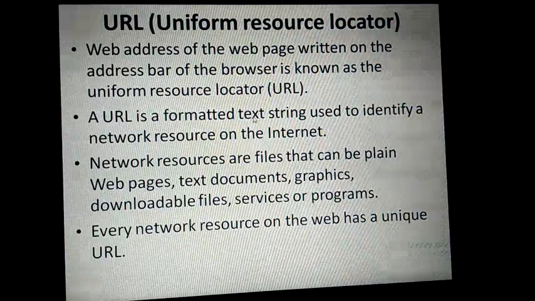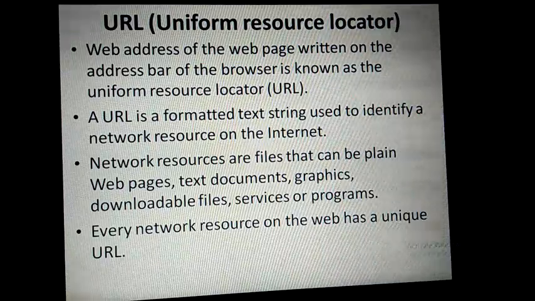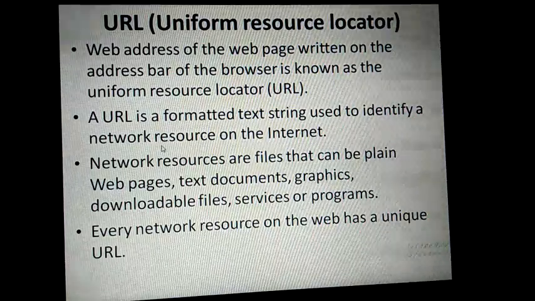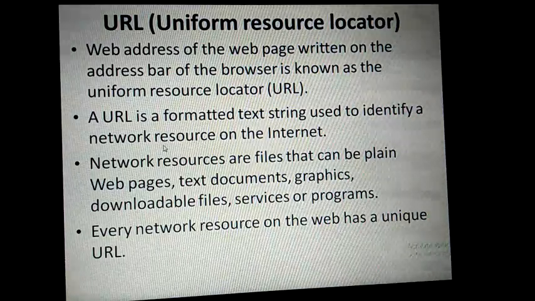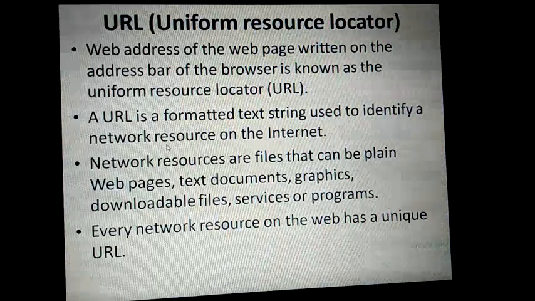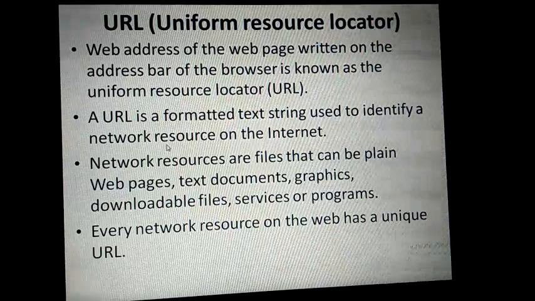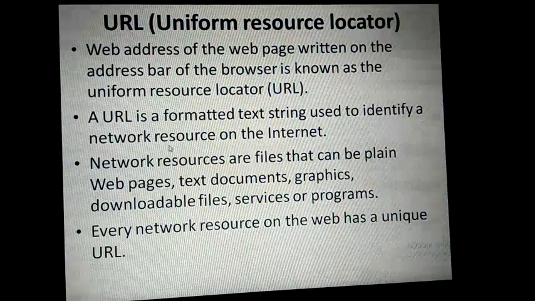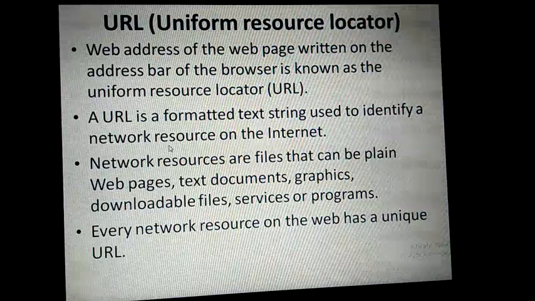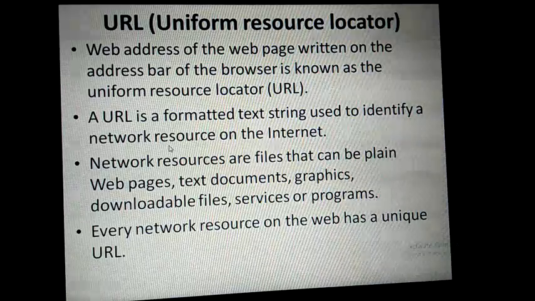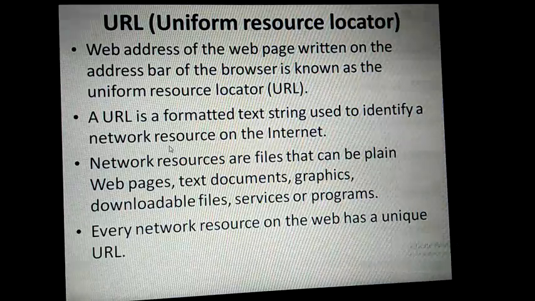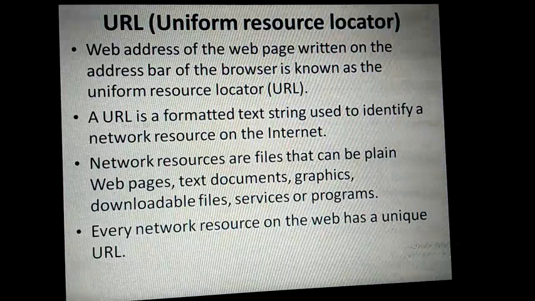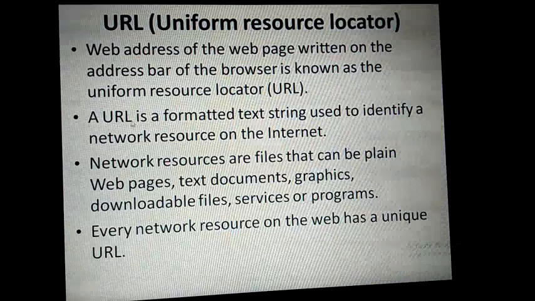A URL is a formatted text string used to identify a network resource on the internet. Whatever resource you want to access, like a particular file or web page, is called a network resource, because it is available on the internet. If you want to retrieve that particular file or page, you need to enter the correct URL by mentioning the proper path. That entire file address is known as the URL.